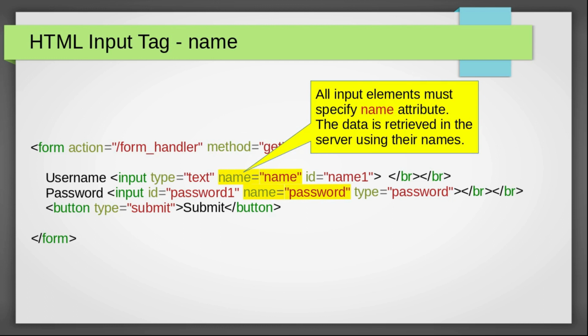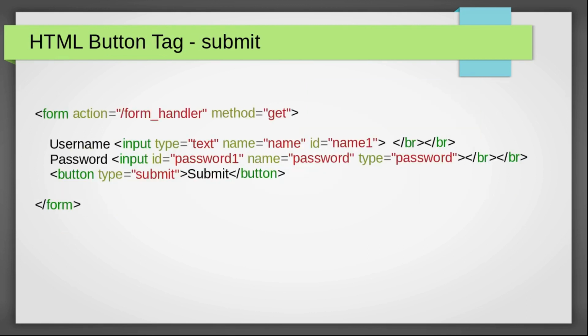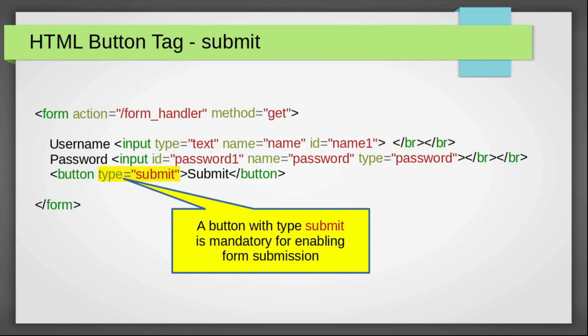Then comes the input tag. We know that the input tag is used for receiving inputs from the user. Here, the type indicates the type of the input field. All the inputs must specify a name attribute. The data is retrieved in the server using their names. The last one is the button tag. For submitting a form, a button with type submit is also mandatory.